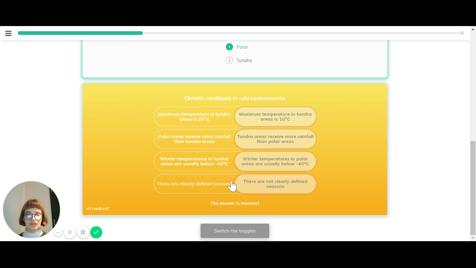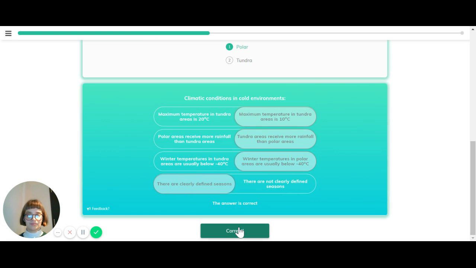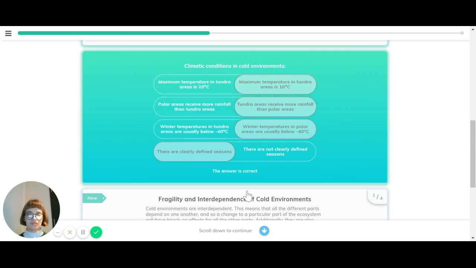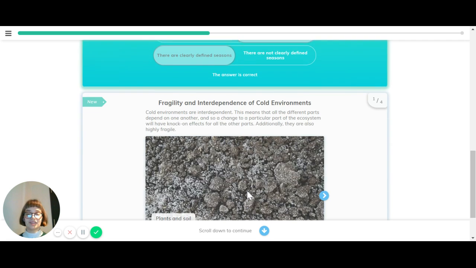The answer is usually the winter temperatures in polar areas are usually below -40 degrees C, excuse me. There are also clearly defined seasons. So, just to recap, the maximum temperature in tundra areas is 10 degrees C. Tundra areas receive more rainfall than polar areas. Winter temperatures in polar areas are usually below -40 degrees Celsius, and there are clearly defined seasons.